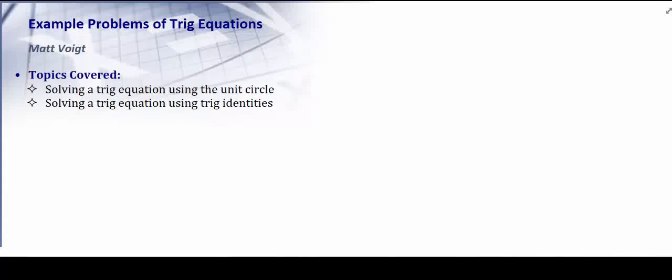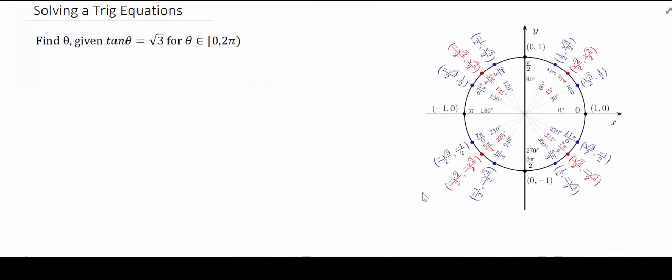Hi, in this video we'll look at solving trig equations in two ways. One, using the unit circle information, and two, using trig identities combined with the unit circle. In the following problem, I need to find theta, given that tangent of theta equals square root of 3 for some theta between 0 and 2 pi.